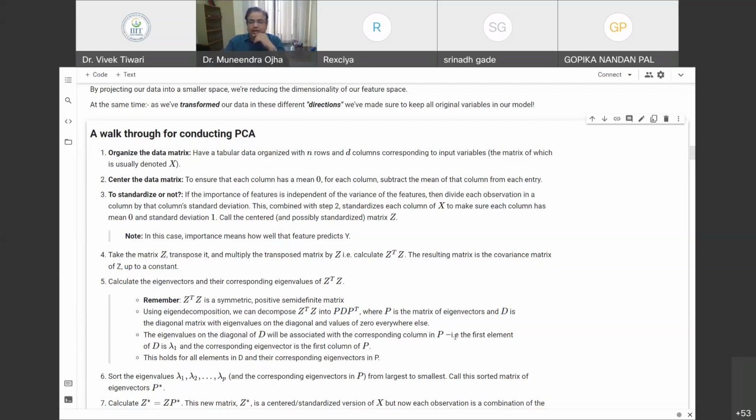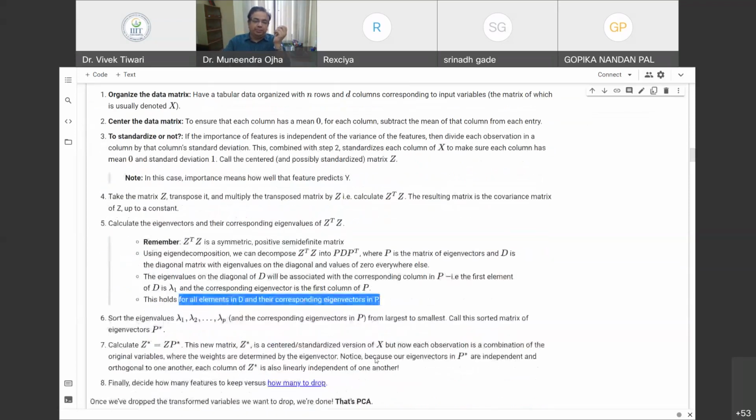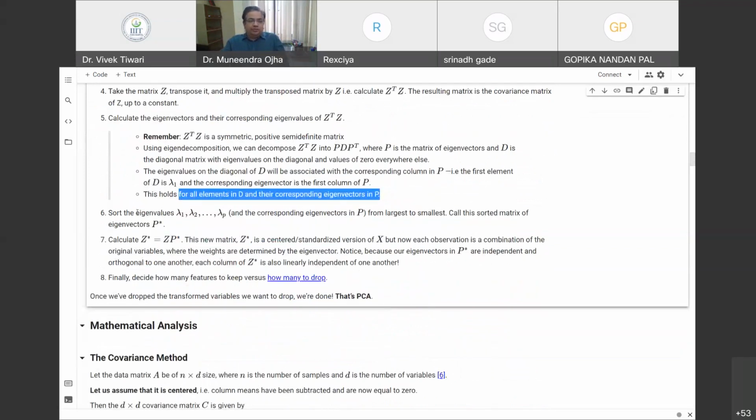So we sort in the order of decreasing eigenvalue. The first element of D is lambda 1 and the corresponding eigenvector is the first column of P. So this holds for all elements in D and their corresponding eigenvectors in P. We now sort all the eigenvalues in decreasing order from largest to smallest and call this sorted matrix of eigenvectors P star.